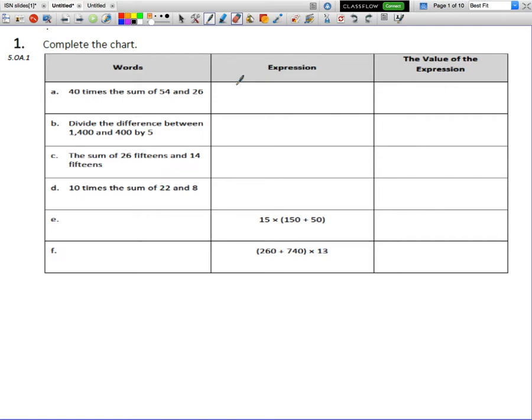Number one. What we're doing here is completing this chart, taking expressions, putting them in word form, in standard form, and then finding the value of the expression. Just a little reminder, the value means the answer.